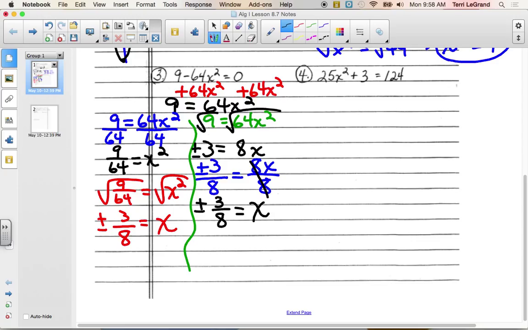Okay. Number 4, what do we do first? Subtract 3. We want to get that 3 over there with the 124, so our ax squared is alone. So we now have our 25x squared on the left side, and what's on the right side? 121. Okay. Kind of looks like the last problem. You go ahead and finish this one. You get to pick. By the way, is 121 a perfect square? Yeah, it is. Okay, so you pick the one you're going to do.